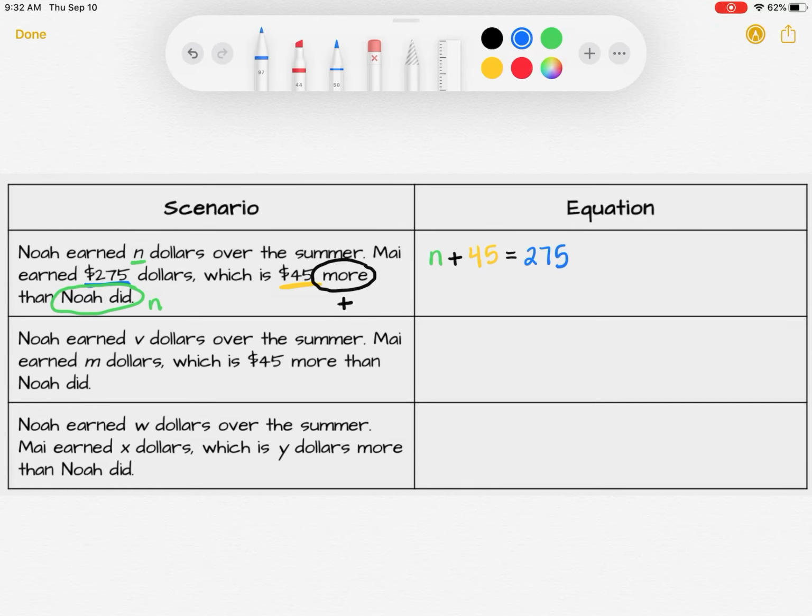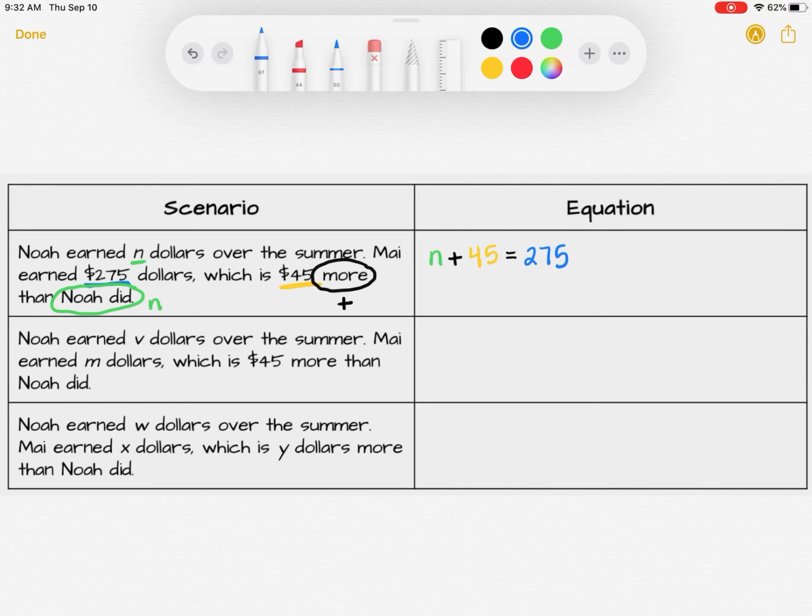So again, the way I got that is I thought, well, it says that she earned $45 more than Noah. And I know that Noah earned N dollars. So N plus, the more gives me the plus sign, 45 should give me the amount that Mai earned, which is $275.